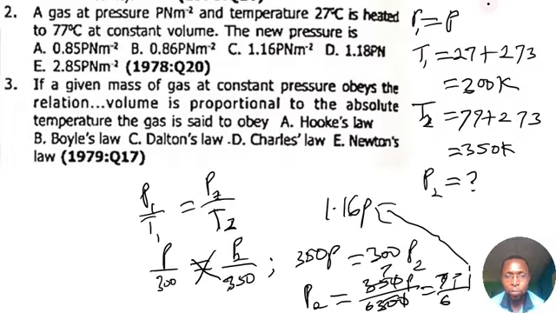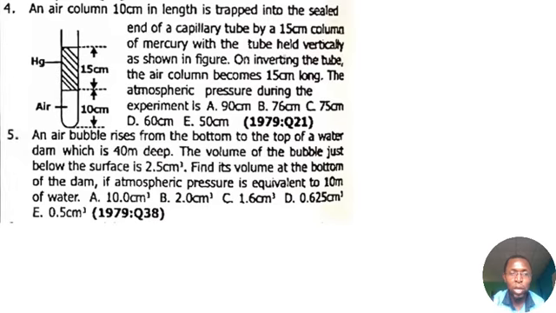Now going to the next question, it says if a given mass of gas at constant pressure obeys the relation that volume is proportional to the absolute temperature, the gas is said to obey: A, Hooke's law; B, Boyle's law; C, Dalton's law; D, Charles' law; E, Newton's law. Of course, we know Hooke's law has nothing to do with gas laws. Boyle's law deals with pressure and volume, and here we have volume and temperature, so it's not correct. Dalton's law has nothing to do with gas laws. Gas laws are just 3, and Boyle's law is one of them, but it's not it. Charles' law deals with volume and temperature, so it's Charles' law, not Newton's law. That's the correct option.